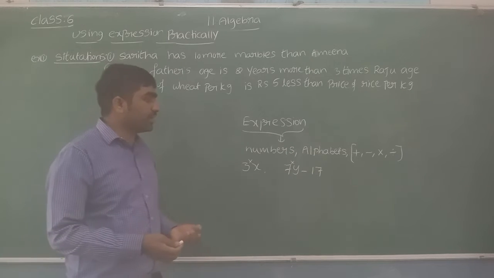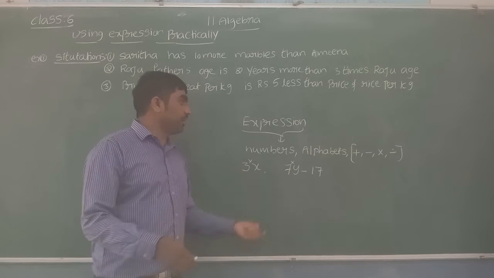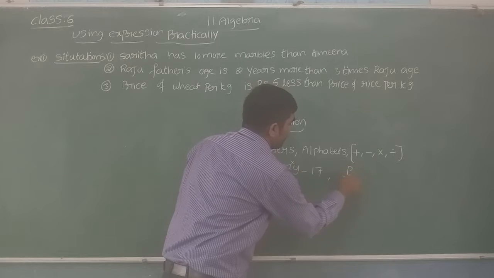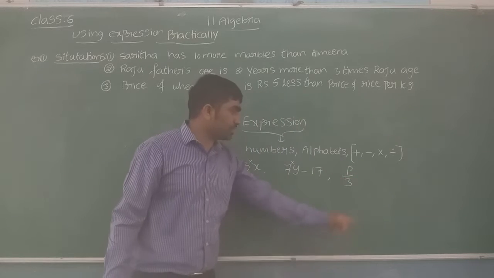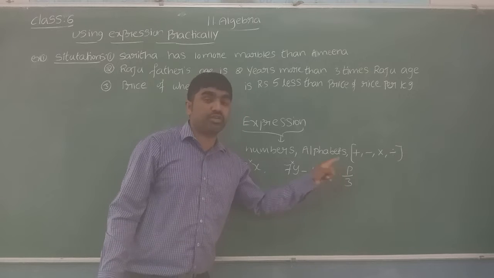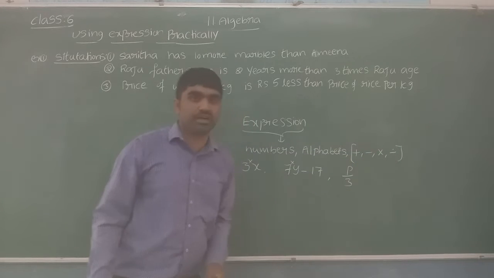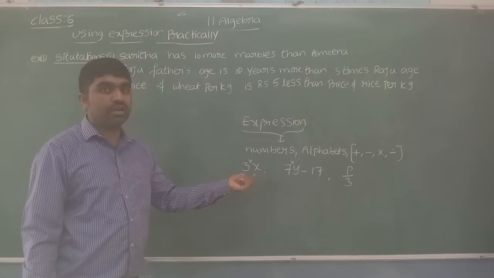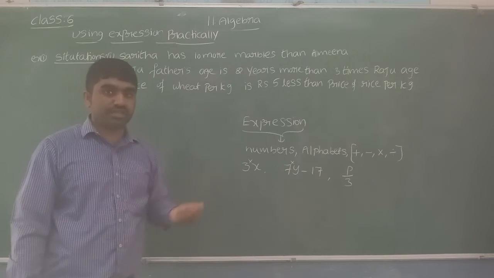What is meant by expression? Expression is made up of numbers, alphabets, and operations. Let me take an example, beta: p by 3. Even this is also an expression. It is made up of a variable, a constant, and one of the operations called division. Now let us see how we can write expressions in daily life situations.